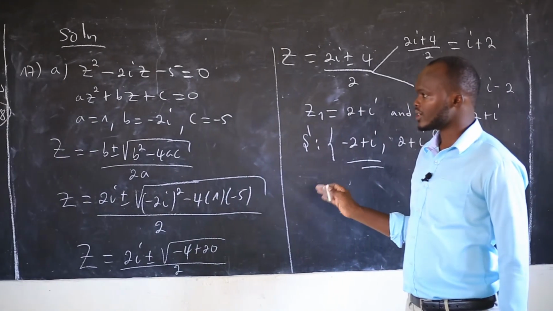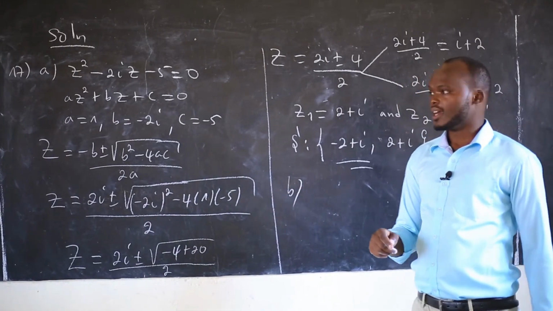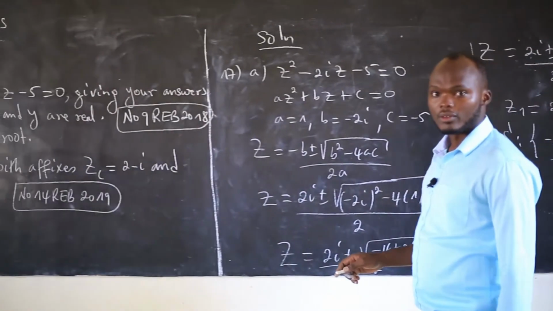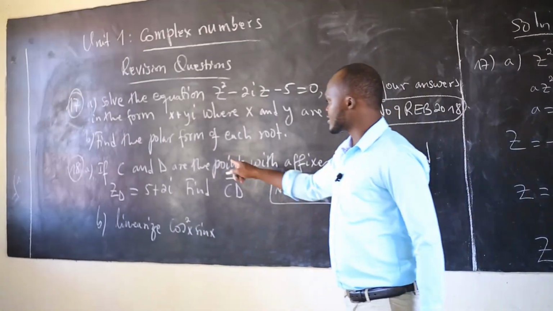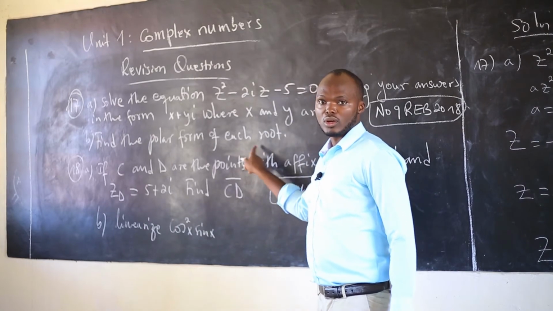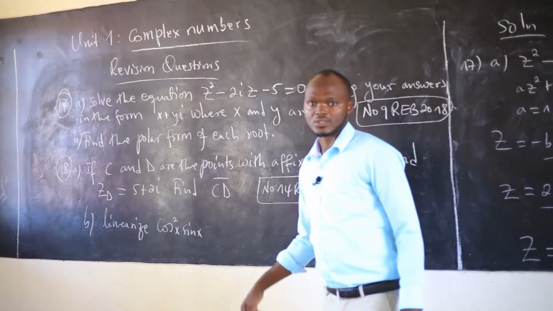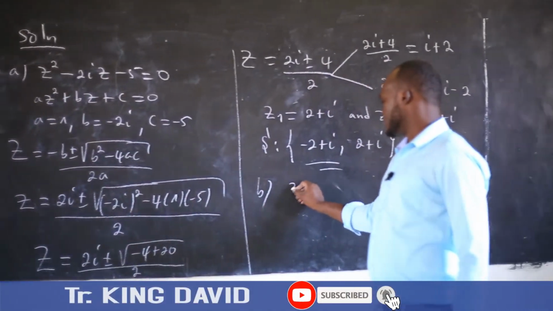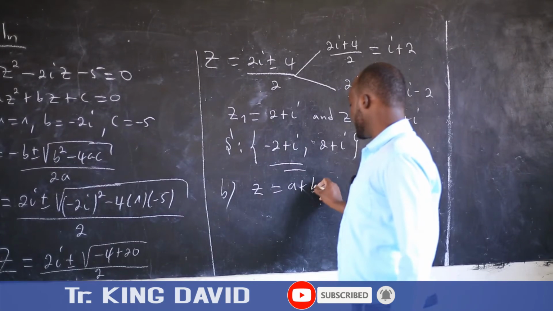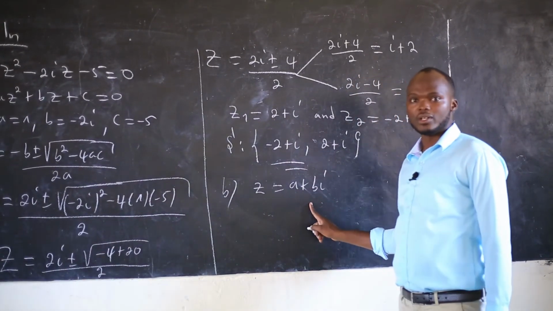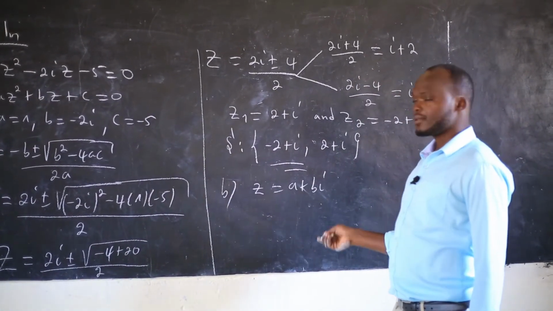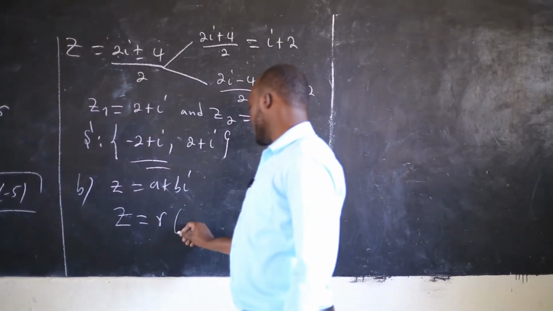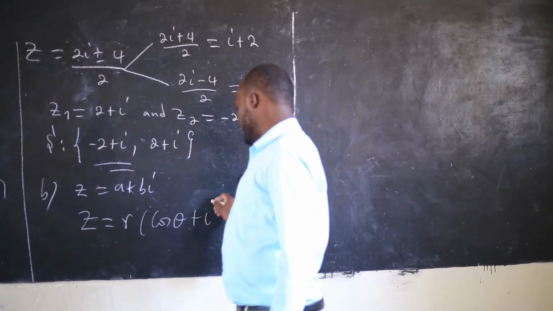B is asking us to find the polar form of each root. That's what you're going to do. Remember, when you have z equal to a plus bi, you can transform this into polar form. How do we do that? We say that z in the polar form is r into bracket cos angle plus i sine angle.